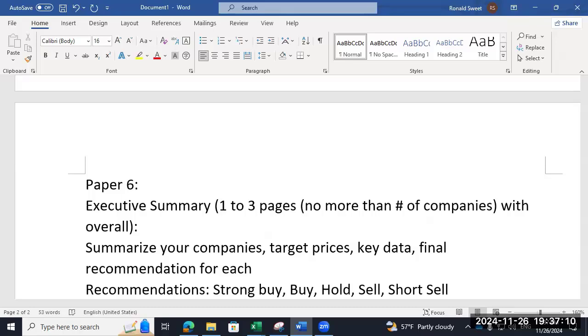Maybe you lead in with your list of companies and your recommendation as your entry page, and then you talk about each company, your exec summary. So you essentially have an exec summary for each one of the companies. All right, that's your lead in.